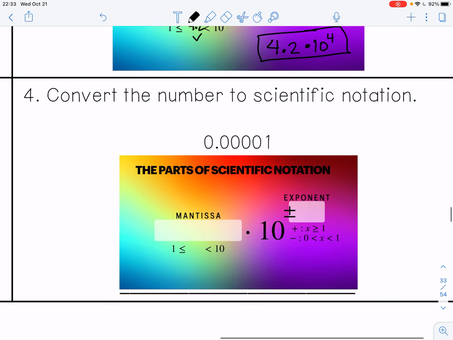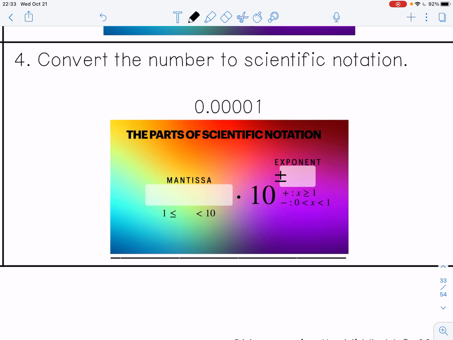All right, so this one says convert the number to scientific notation. So, same process again. Let's start with our decimal. We're going to move it so that we have a number between 1 and 10. Remember, it is allowed to be 1, but it cannot be 10. Okay? That's what this less than or equal versus just the less than symbol there. Okay, so let's move it here after the 1, because these would be all the leading zeros, right?